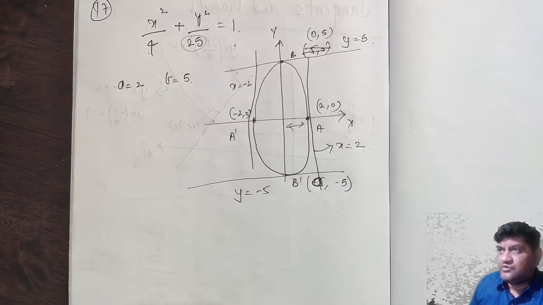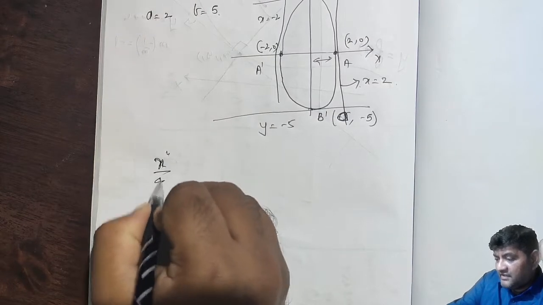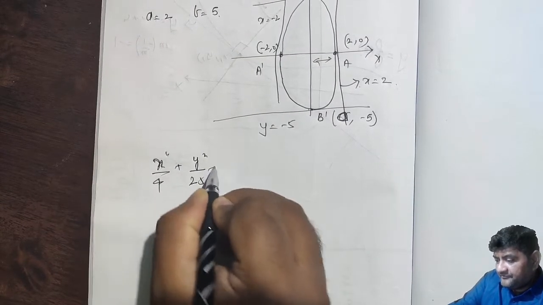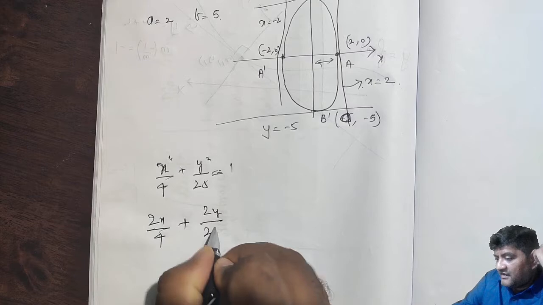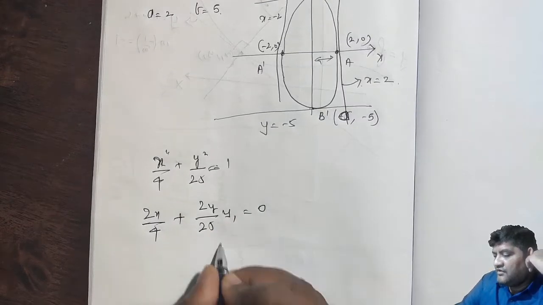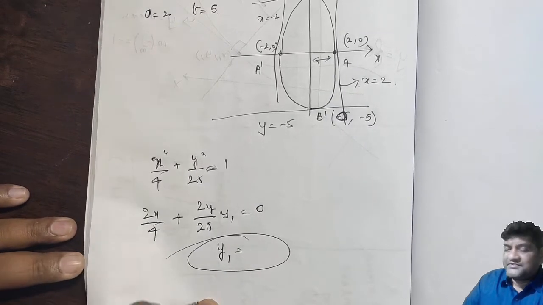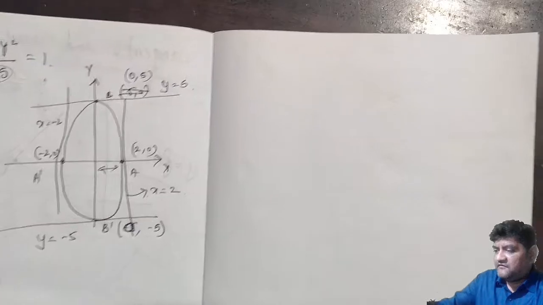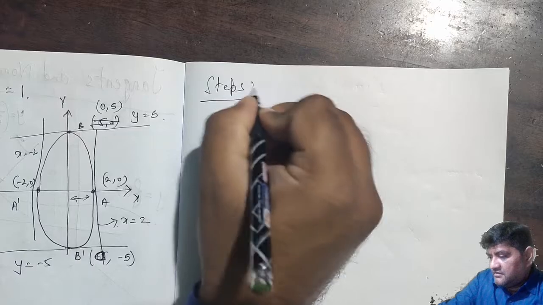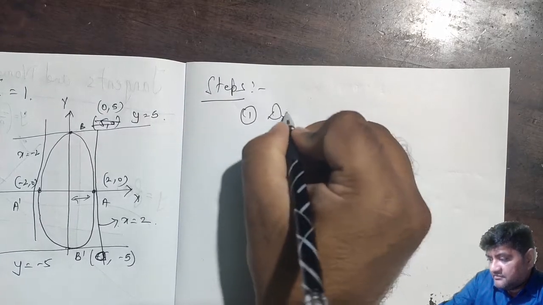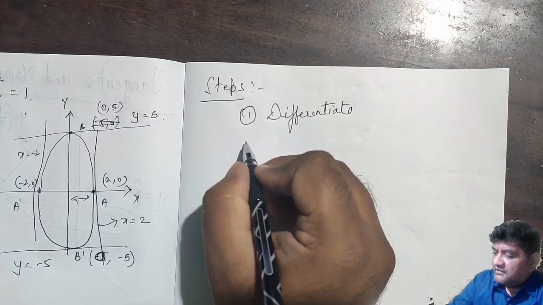Otherwise, if you want to say that no, I want to stick with the method, you can go ahead and do that. You can simply differentiate this function, 2x by 4 plus 2y by 25 y1 is equal to 0, and then you get the value for y1 and then you continue with it. Now, what are the steps in case you're looking for some steps of solution? The first step is to differentiate the function.